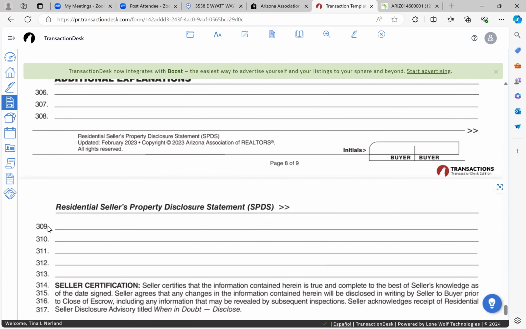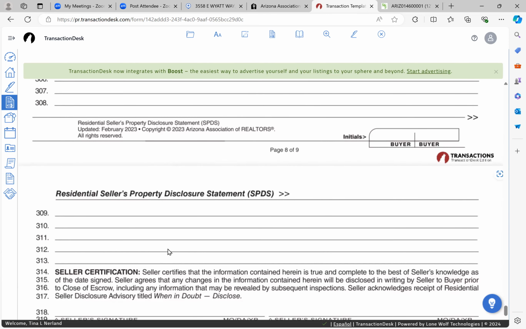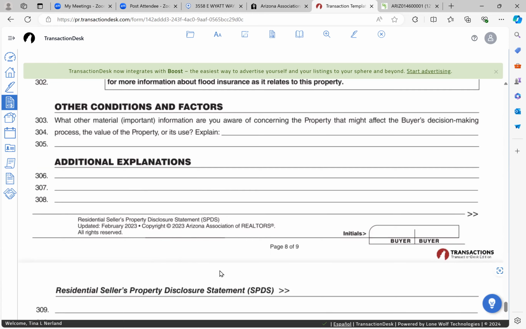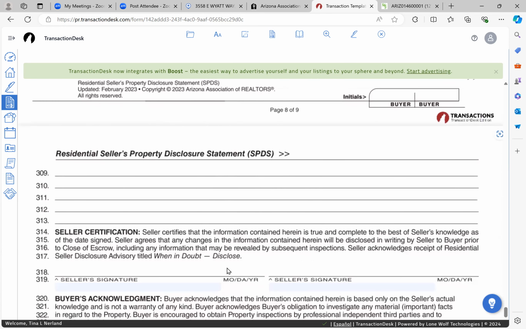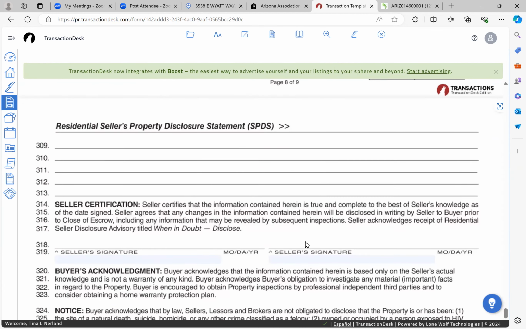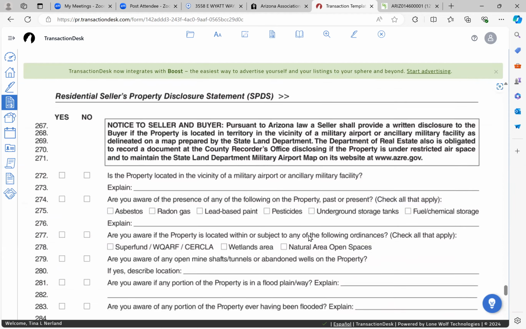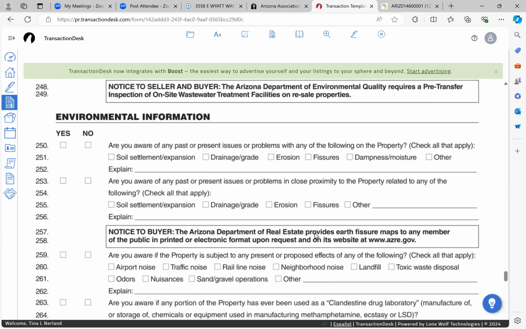303 to 313. This is just some blank space that you can use for any additional information that you feel is important or a material fact. Seller signs this. So that is a ton of information that a buyer has to go through. And most of the time we're just sending this to the buyer with their offer to have them initial and sign it, and they're not really taking the time to read through this.